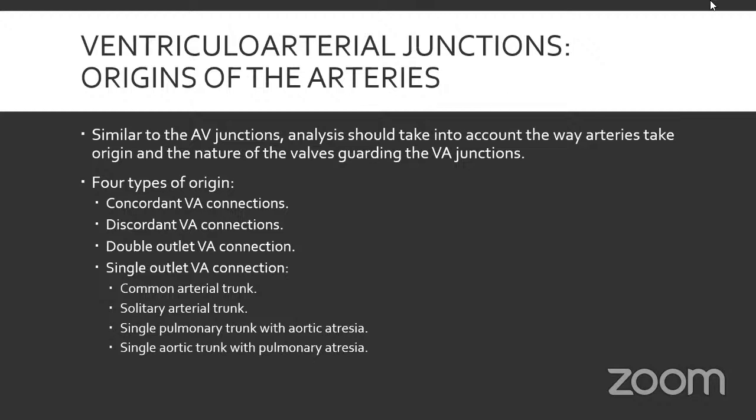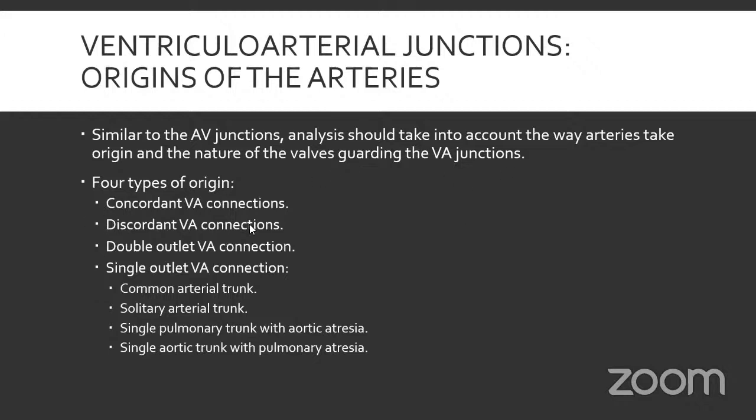If you look at the origin of the arteries within this ventricular arterial connection, you have four types of origins. You can have concordant ventricular arterial connection, discordant ventricular arterial connection. These two terms should be easy now after we discuss the AV connection. So we can tell that the concordant is when you have the aorta coming from the morphological left ventricle, whatever side that ventricle is on.